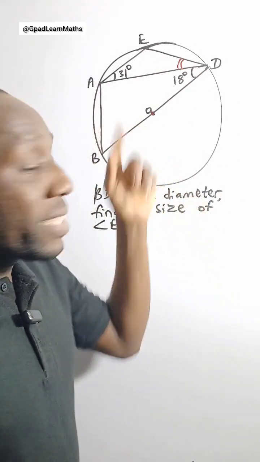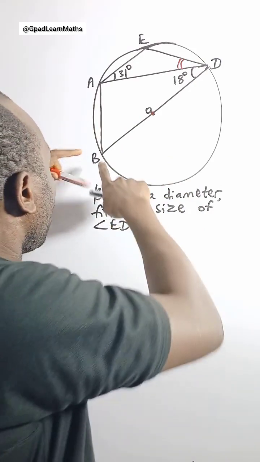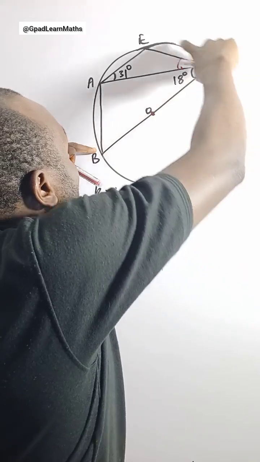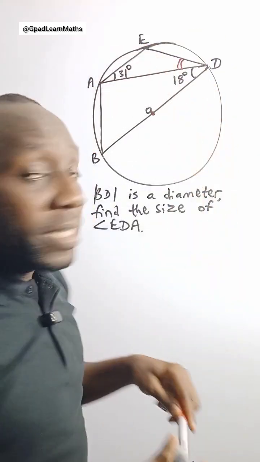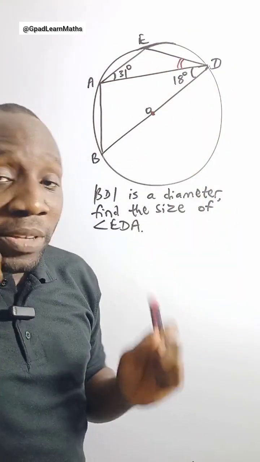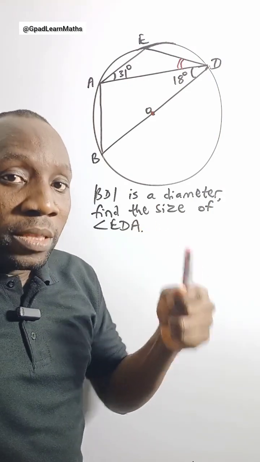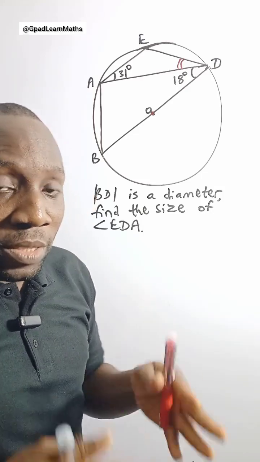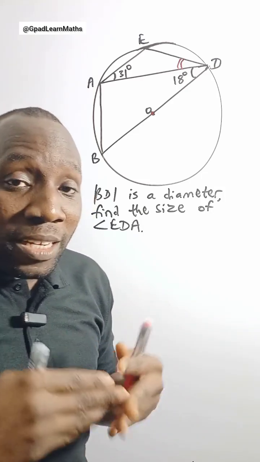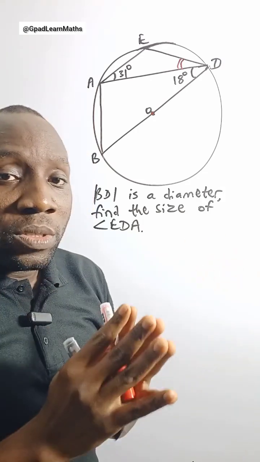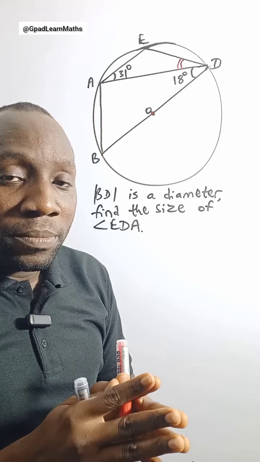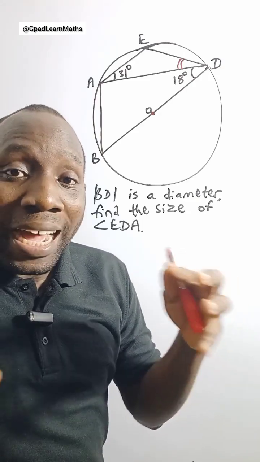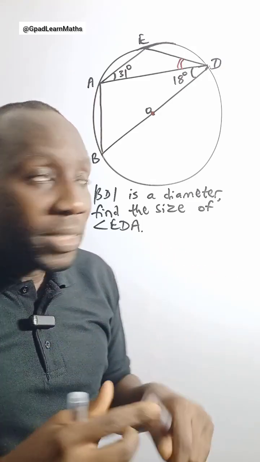Do you know that this is a cyclic quadrilateral? See, BDEA is a cyclic quadrilateral because all the vertices are touching the circumference of the circle. So that makes it a cyclic quadrilateral. And for what we know about cyclic quadrilaterals, the opposite angles are supplementary, which means they add up to 180 degrees.